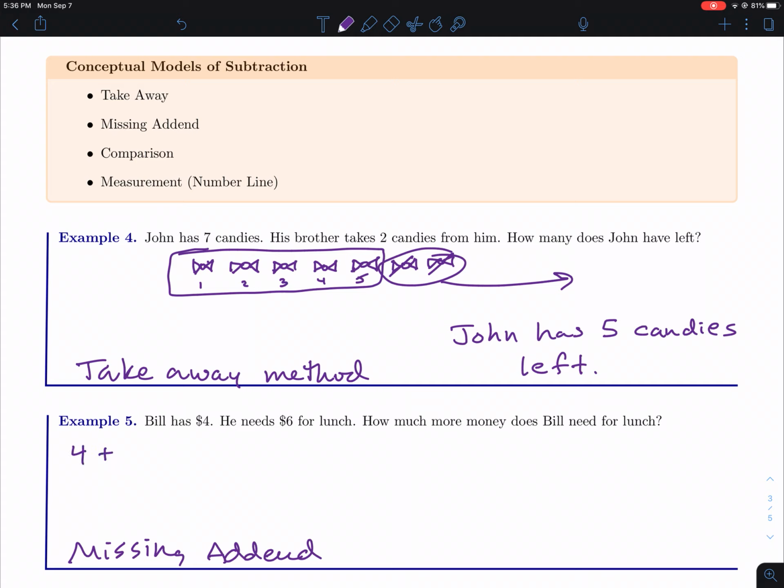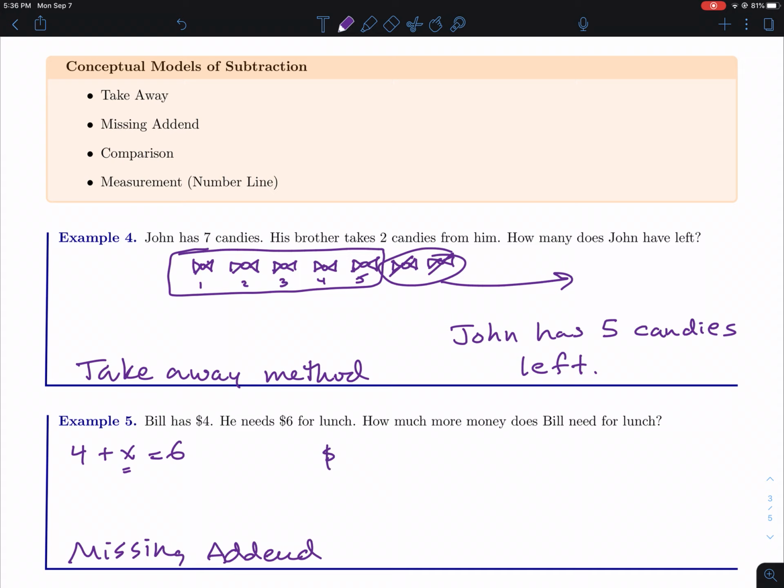But basically, it's kind of set up like a little algebraic equation like that, because we know how much Bill has to start with, and we know how much he wants. So that's why it's the missing add-in, because we need to figure out what number adds to 4 that'll take us up to 6. The way I usually draw these is almost like a set model.